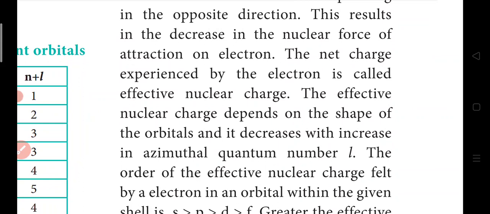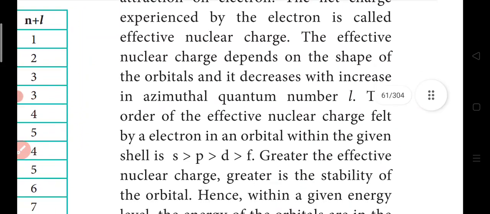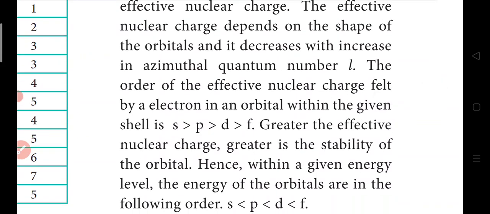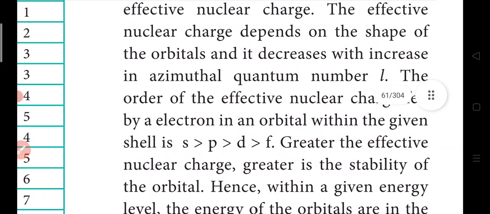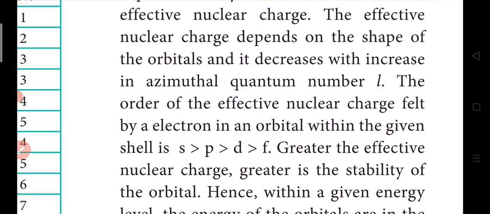What does the effective nuclear charge depend on? It depends upon the shape of the orbital and decreases with increase in the azimuthal quantum number. So as the azimuthal quantum number increases, the effective nuclear charge decreases. How is it possible? What is the azimuthal quantum number? l is equal to 0 is a very low value, and then the azimuthal quantum number becomes higher.